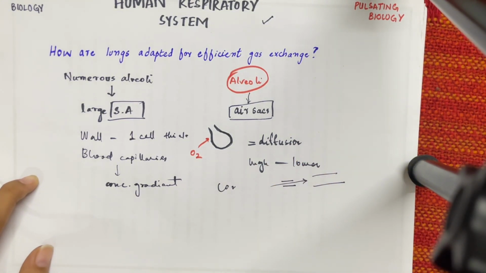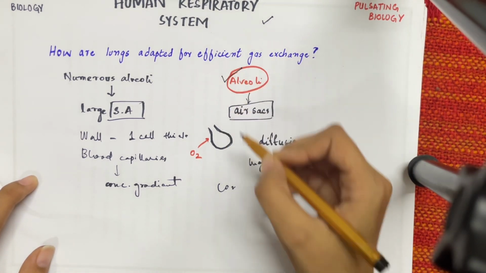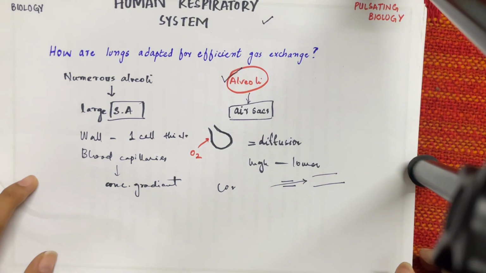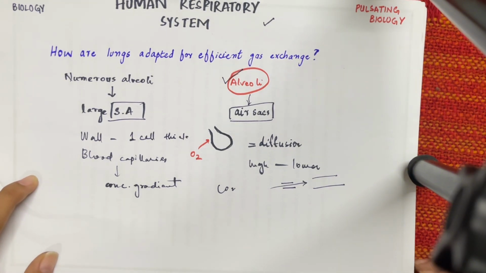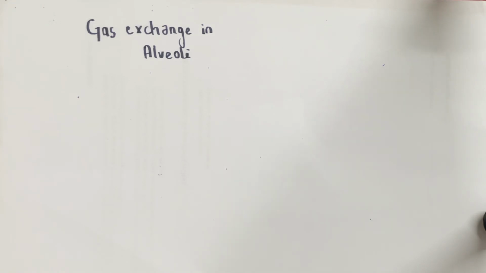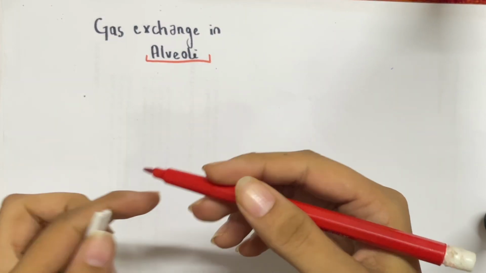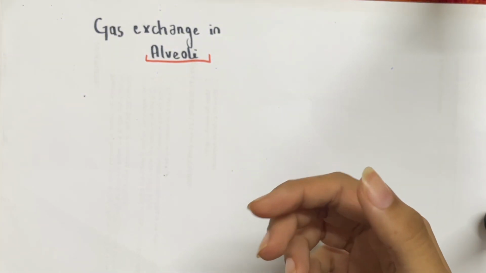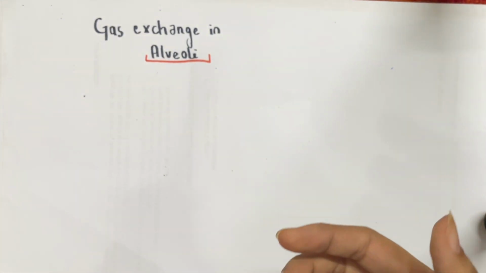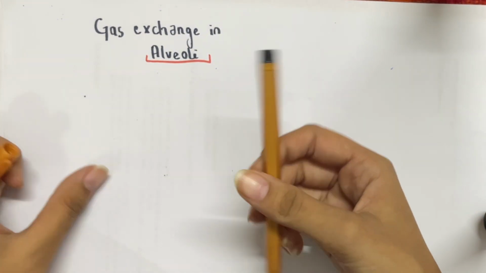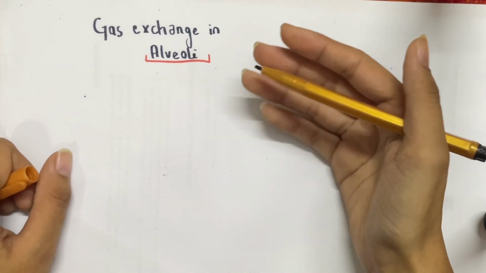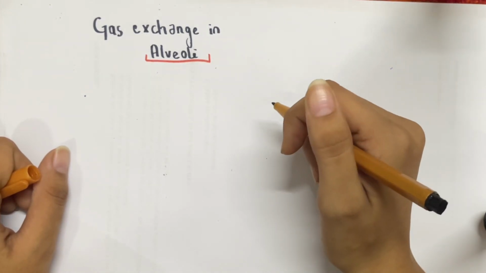Now, this is the correct answer when you talk about efficient gas exchange, and the major structure involved in efficient gas exchange is the alveoli, as the alveoli provide a larger surface area that allows much oxygen to be dissolved into it and builds up the concentration gradient. Alright, so now let's talk about gas exchange in this particular structure, the alveoli. As we have already said, alveoli are the major structures present at the end of the bronchioles that help oxygen dissolve in and carbon dioxide diffuse out.